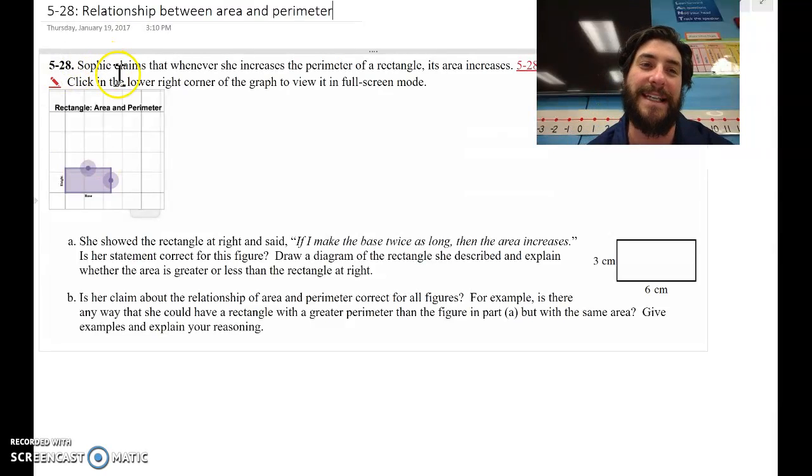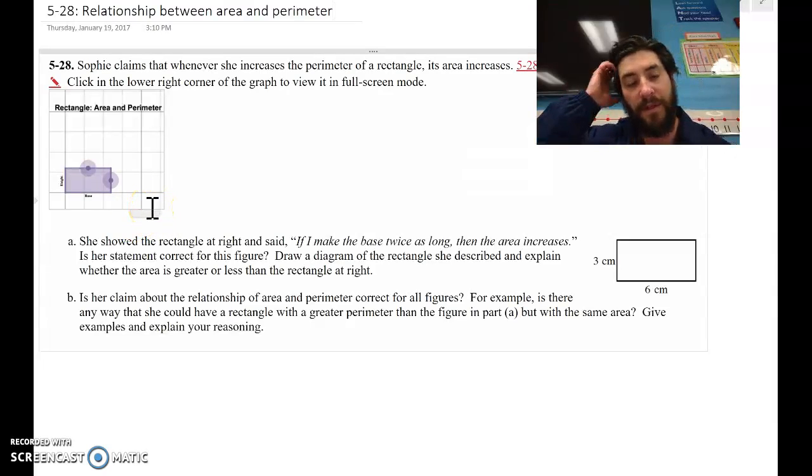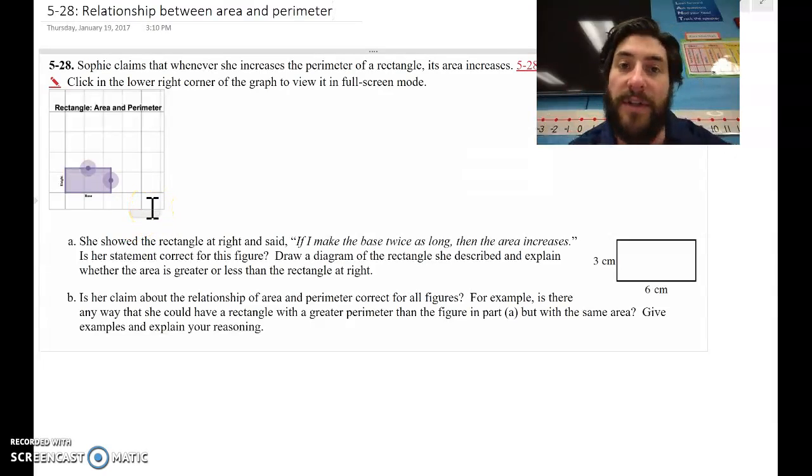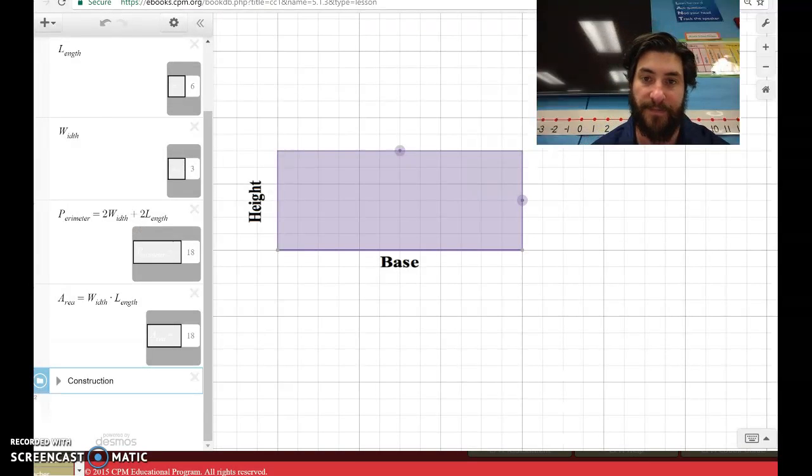So Sophie is claiming that whenever she increases the perimeter of a rectangle, its area increases. So that's her claim. I don't know if it's true or not right now. We're gonna mess around with this.